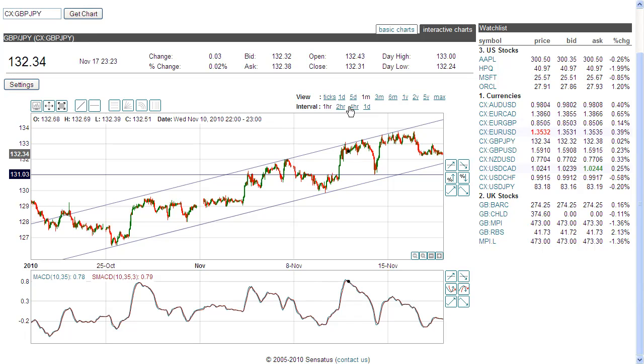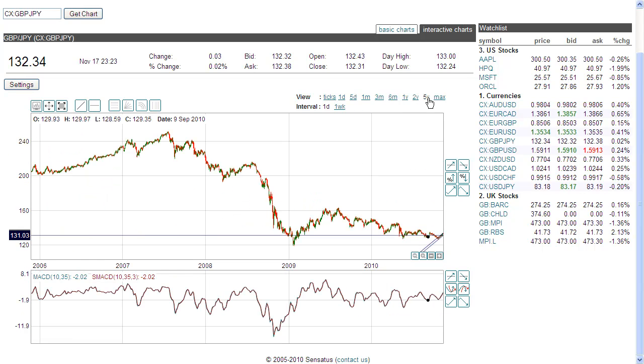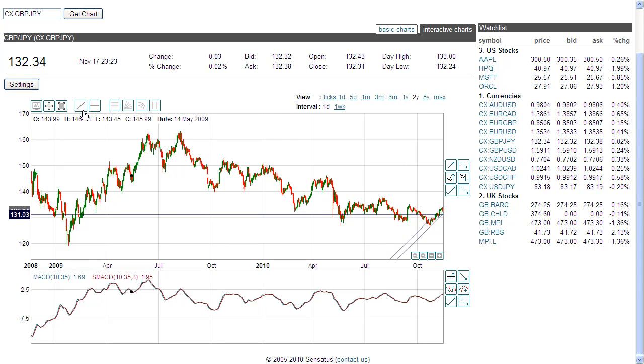The pound yen has been in an upward trend for the last month. It looks like it's forming a nice channel. If you take a look at the bigger overall trend, it definitely has a bearish bias, and it's at a potential area of support.